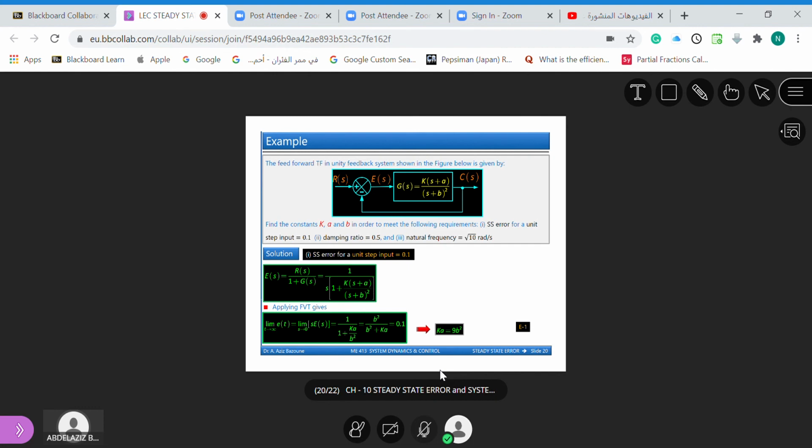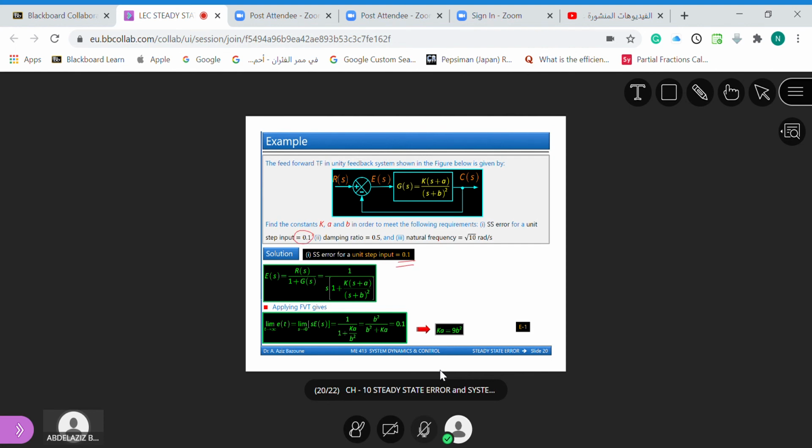The feed-forward transfer function for a unity feedback system is shown in the figure below. G(s) will be K(s plus a) over (s plus b) squared, and you have unity feedback. We don't have to worry because it is unity feedback. Find the constants K, a, and b in order to meet the following requirements. Steady state error for unit step input will be 0.1, the damping ratio 0.5, and the natural frequency simply 10 radians per second. So the steady state error for unit step input, they wanted 0.1. This is the requirement.